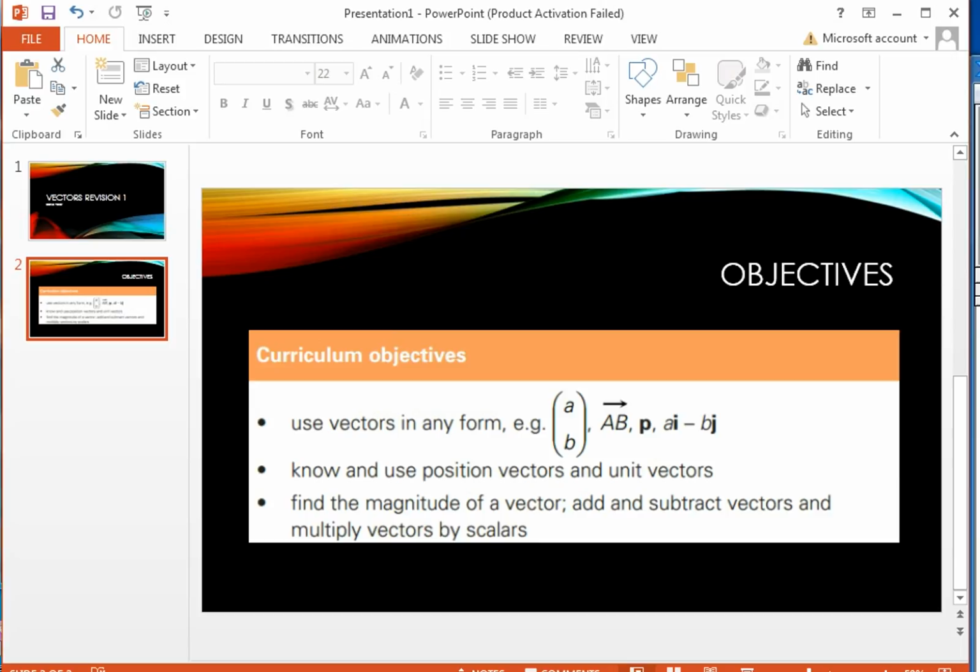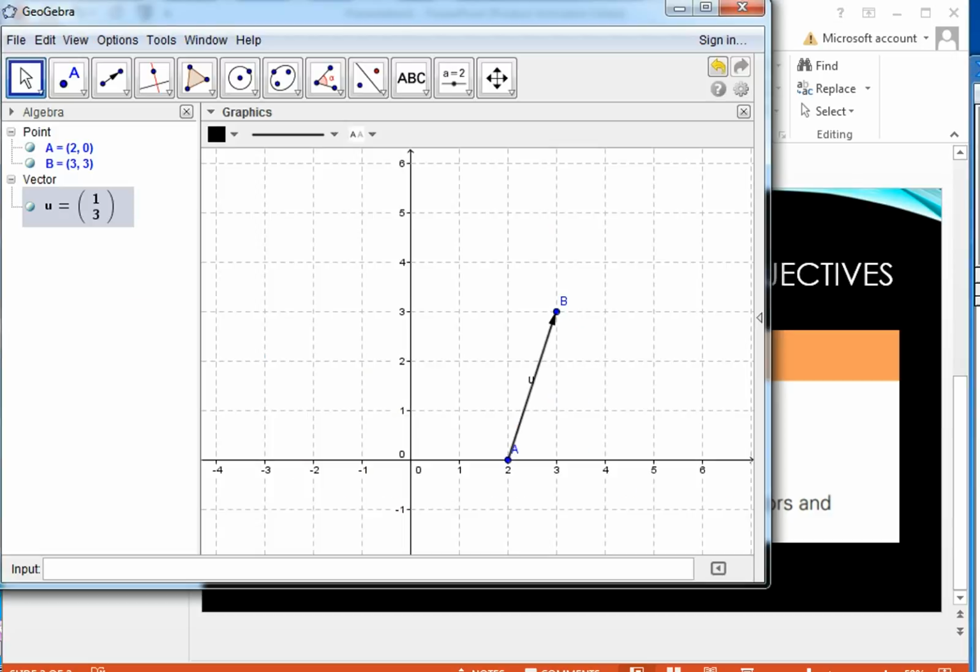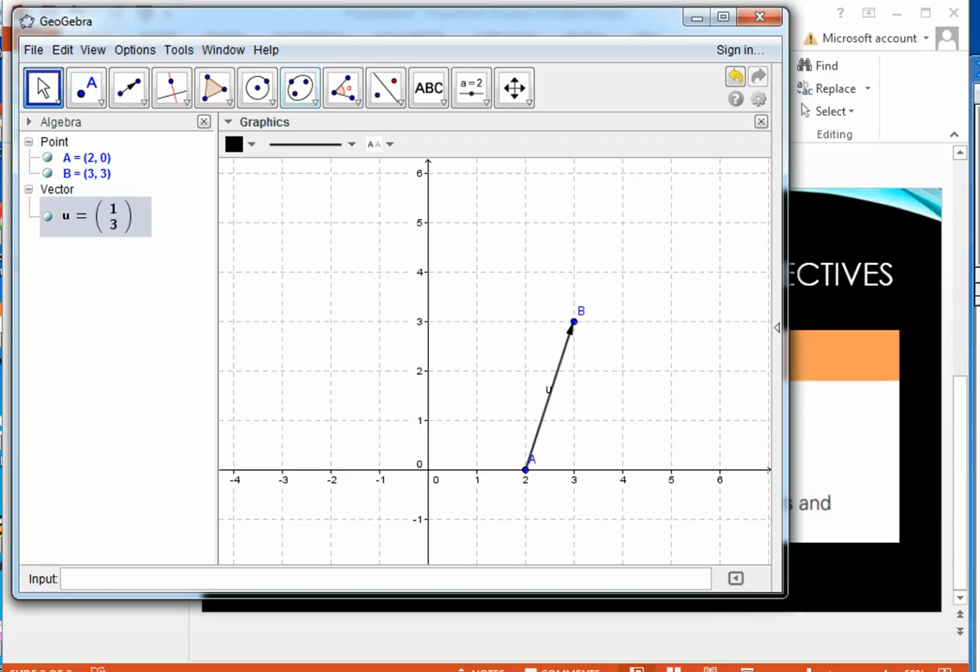So basically, let's try to review first. What do you mean by a vector? Let's try to use GeoGebra. So this one here, for example, is a vector AB. As you can see, vector AB is the vector (1, 3), meaning 1 unit to the x direction and 3 units going up.